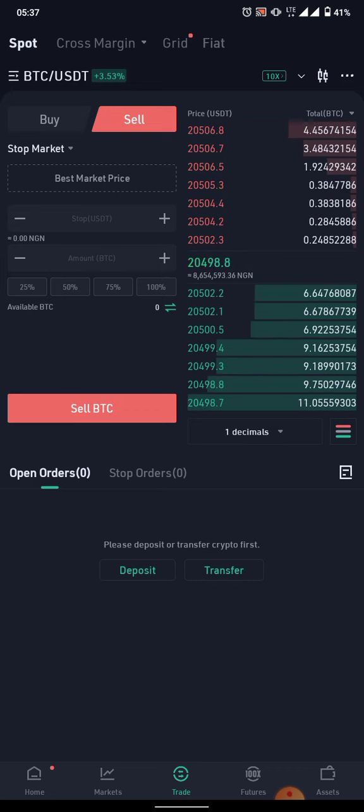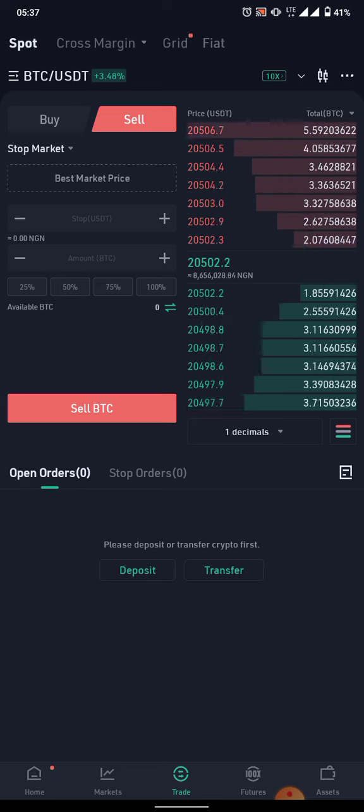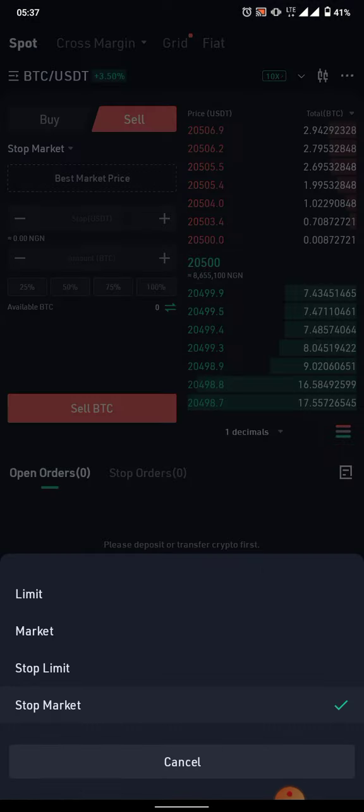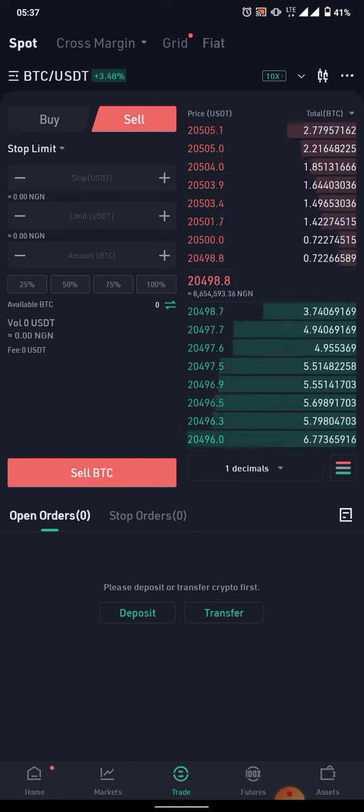That means you want to put your sell below the current market price. Remember, for a limit order, your sell order must be higher than the current market price. So that's that about stop market. Now let's see stop limit.